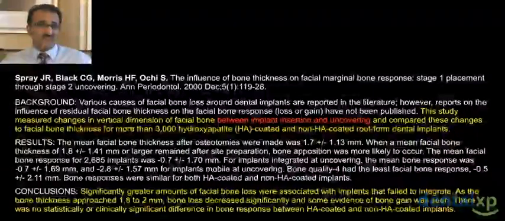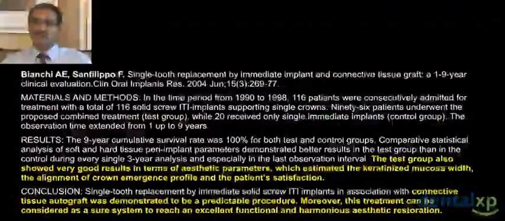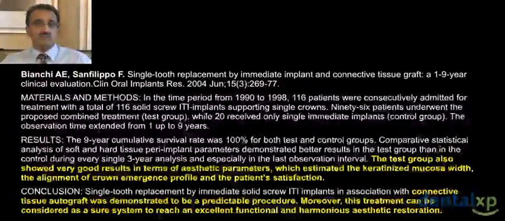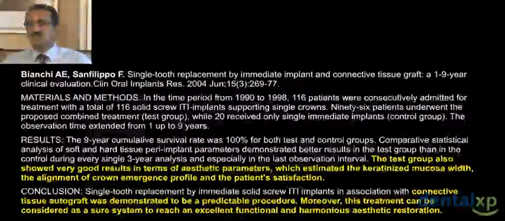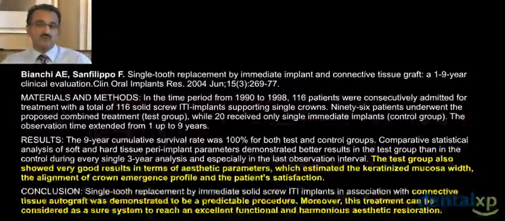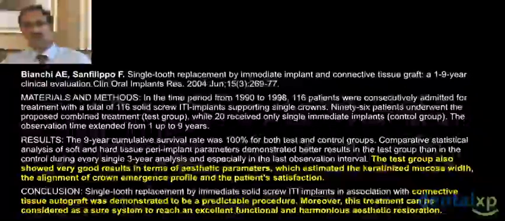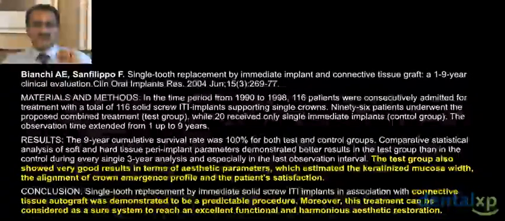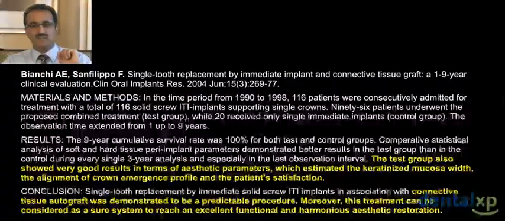So again, this study really doesn't give us any useful data, and so I don't think it has that much value. Similarly, we hear a lot about connective tissue these days, and of course I, like many others, agree that this is very important, but let's be clear what the literature shows. The Bianchi paper has been often quoted as well. In their conclusions, they state that the connective tissue graft is a predictable procedure, considered a sure system to reach an excellent functional and harmonious aesthetic restoration. It's a pretty strong claim to make, isn't it?